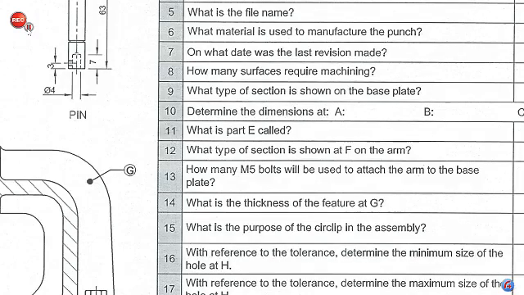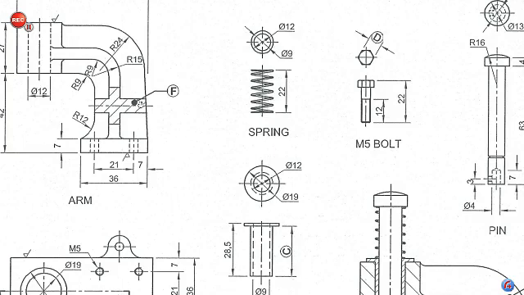Number 12, what type of section is shown at F on the arm? The section here shows the shape, what it looks like, and once it has been placed inside the drawing, it is regarded as a revolved section. The answer to that would be revolved section.